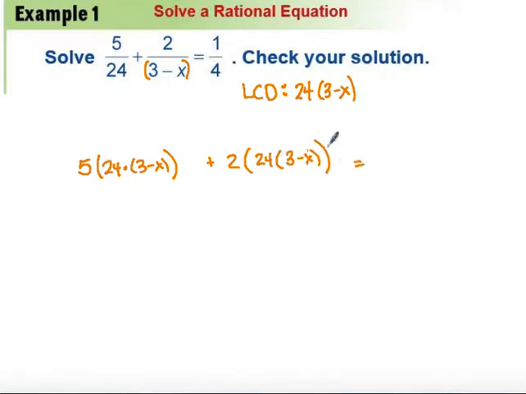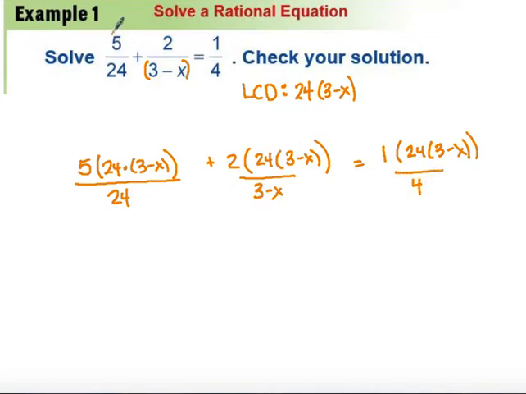And I'm going to set that equal to 1. Now, whatever I do to the left, I have to equally do to the right. So I'm going to multiply that by 1 times 24 times the 3 minus x. Now, remember that I still keep my denominators the same because I'm just simply multiplying the left side of the equation by the lowest common denominator and the right side. So I have to distribute that to all of my numerators.